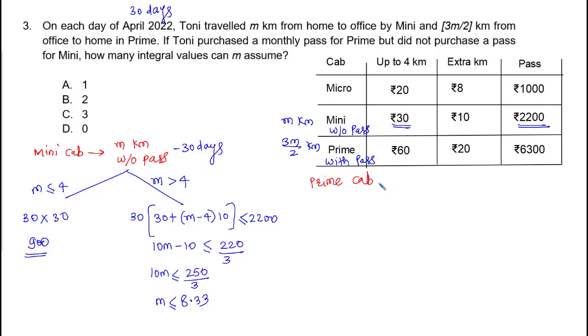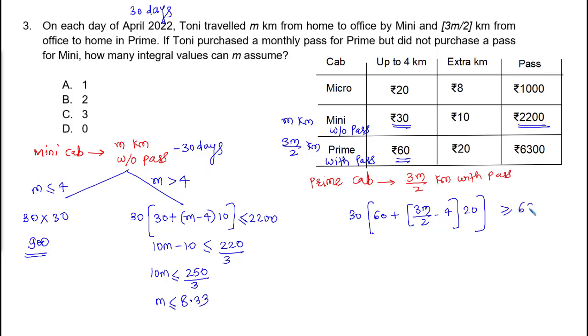Over here, by using Prime cab, he is going to travel 3m divided by 2 kilometers with pass. So definitely the value of 3m divided by 2 is going to be greater than 4 kilometers here. The charges are going to be how much? Let's have a look at it. For 30 days, every day 60 rupees fixed for first 4 kilometers. After that 3m divided by 2 minus 4, after 4 kilometers, for every additional kilometer 20 rupees. And this is going to be greater than or equal to 6300, everyone.